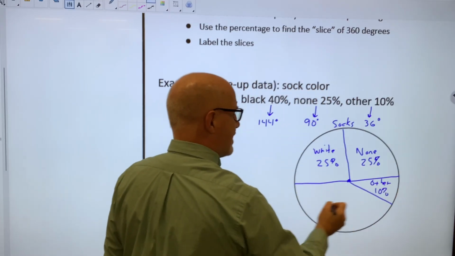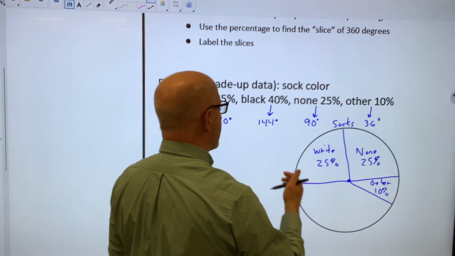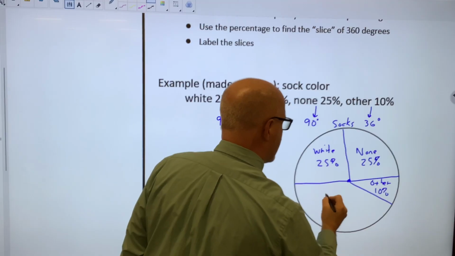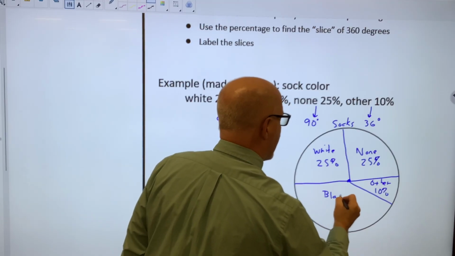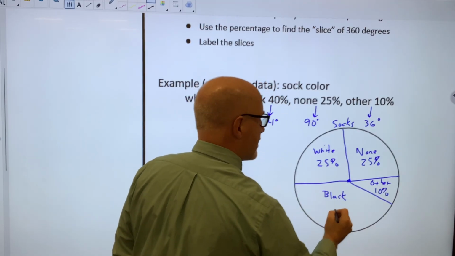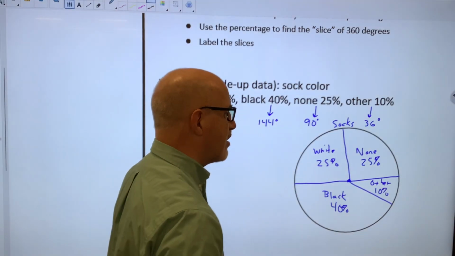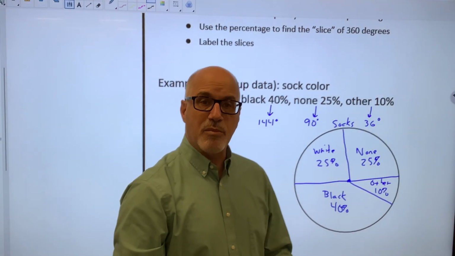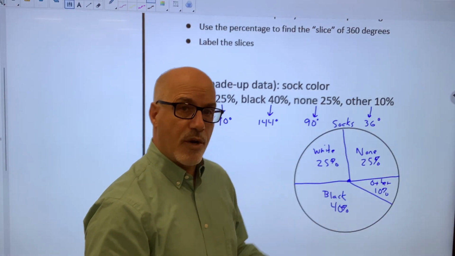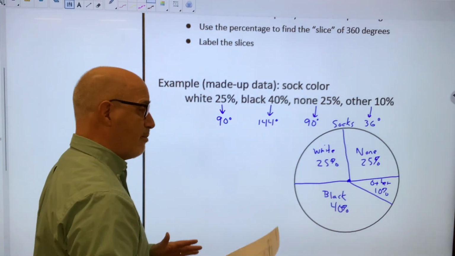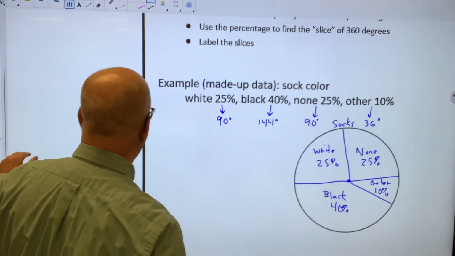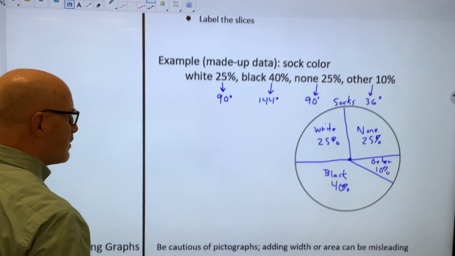And then lastly, this last 144 degrees left over, which is just an estimated value here, for black socks, that's going to be 40% on my graph. So make sure you label it clearly. Again, if you use this on a computer, sometimes they will color code these so that it gives some distinction between the different categories. So it's a pie chart.